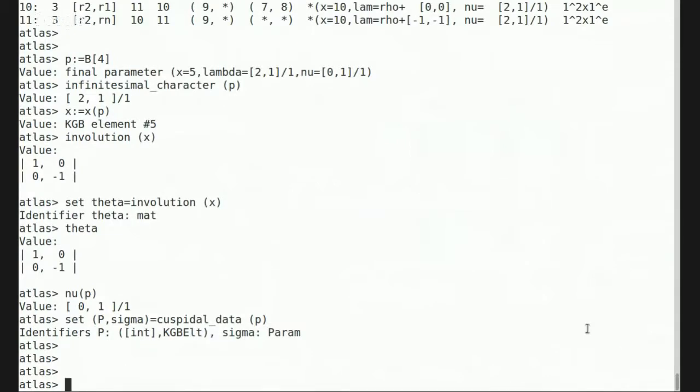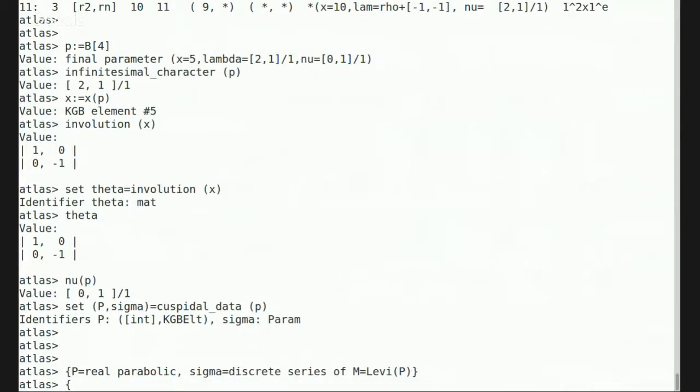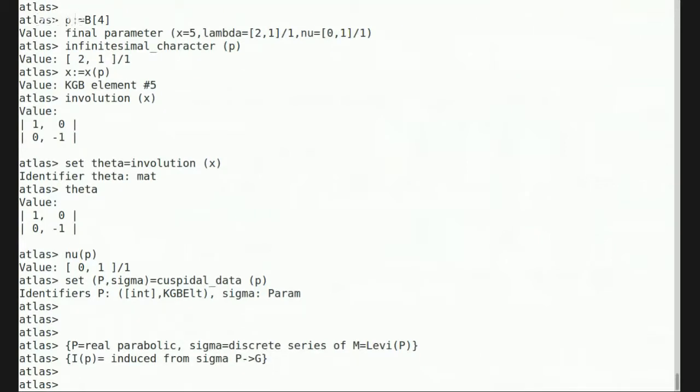So the cuspidal data is the pair, P is a real parabolic, and sigma is a discrete series, or limit, let's just say discrete series of M, which is the Levi factor of P. And then the point is that the corresponding standard module, I of P, is parabolically induced from sigma, from P up to G.